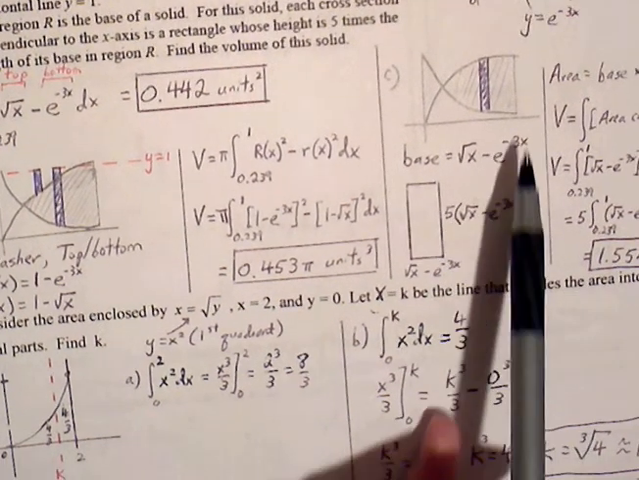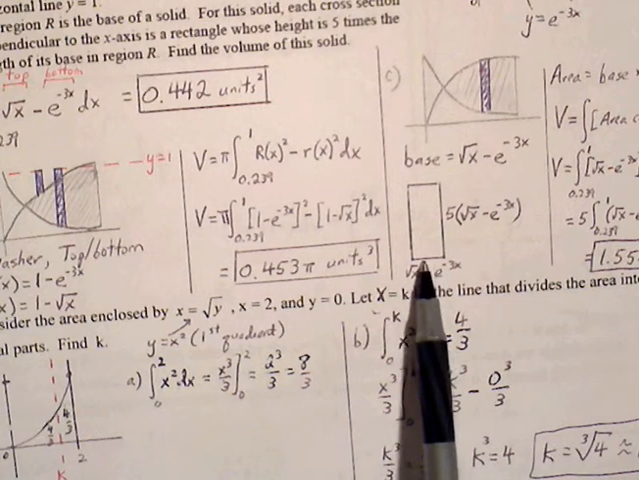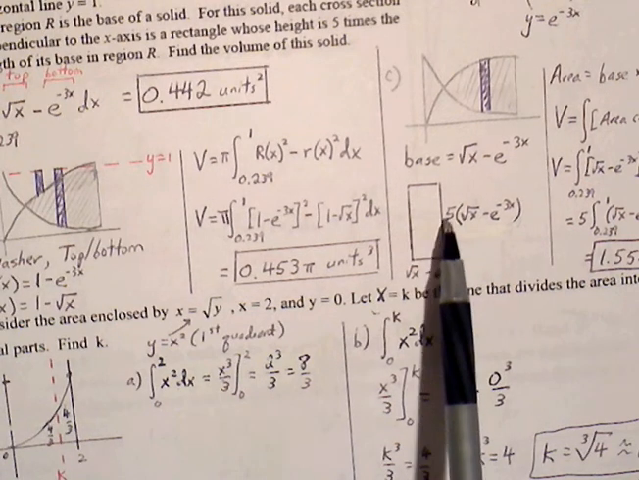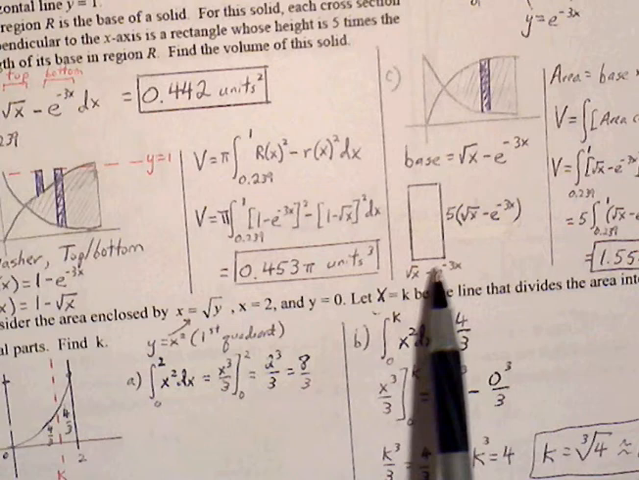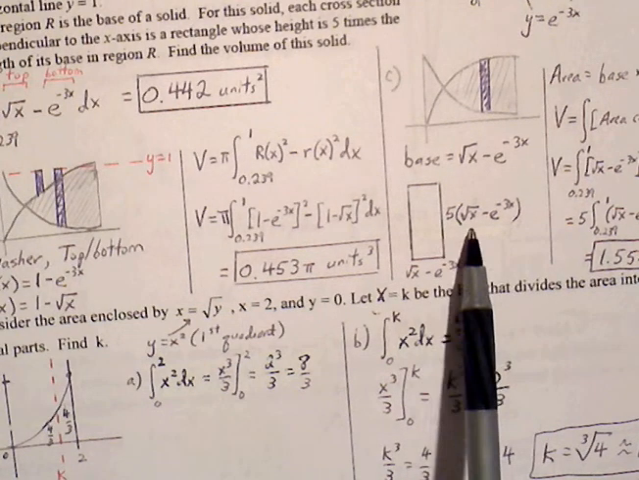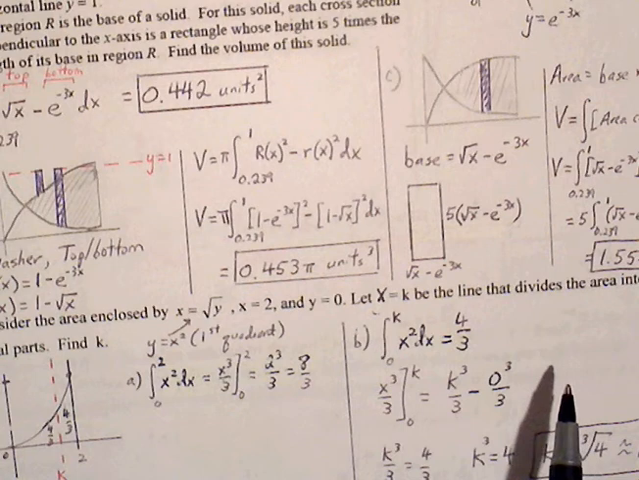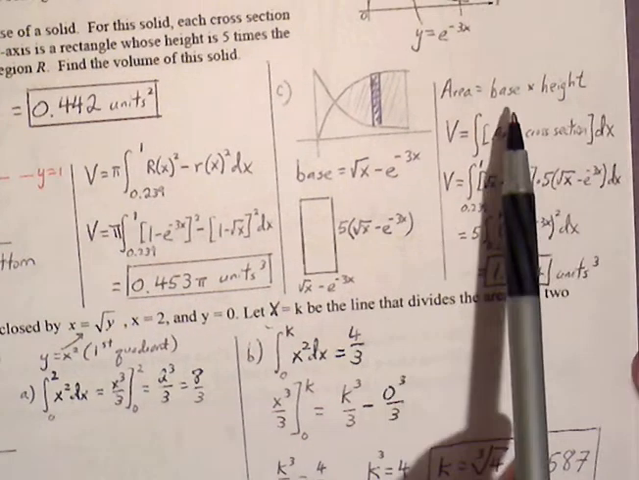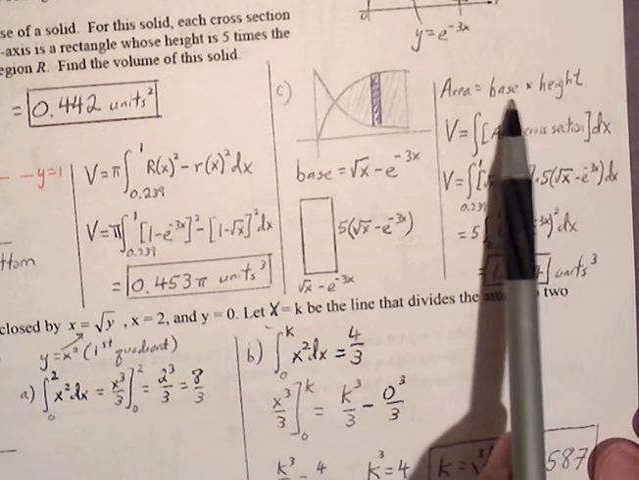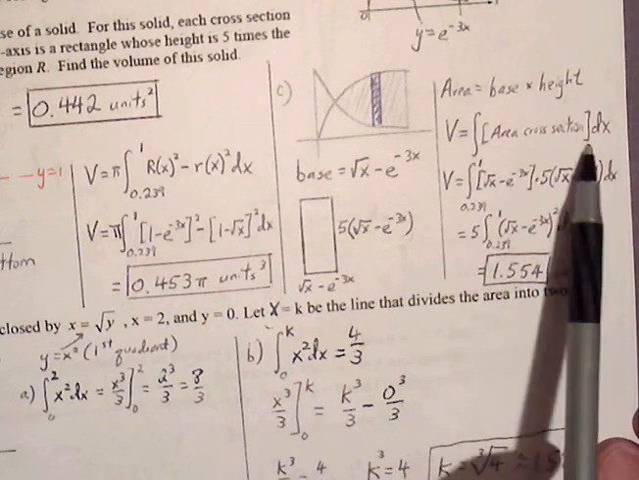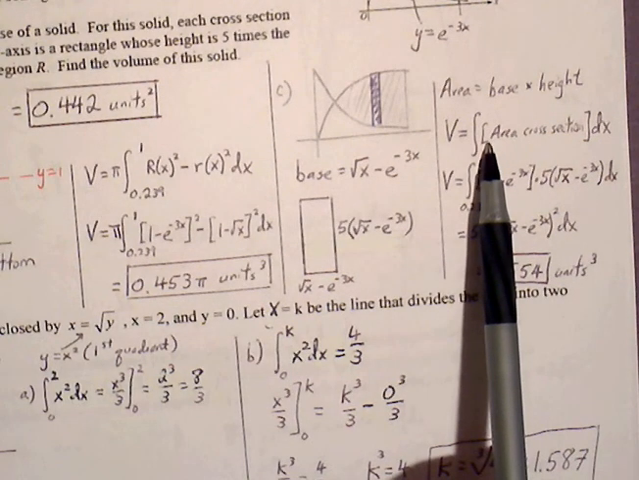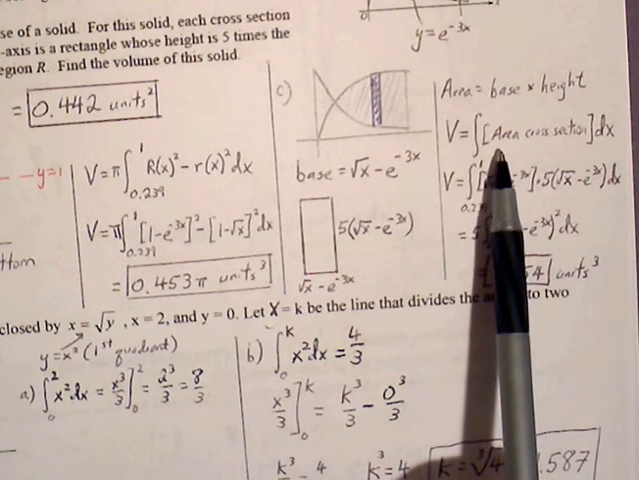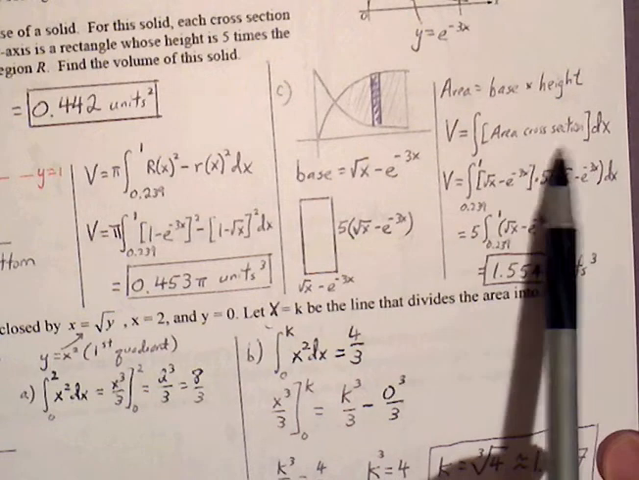So if we draw a rectangle, then our base is represented by root x minus e to the negative 3x. They tell us that the height is 5 times that of the base. So if this is the base, then the height would just be 5 times root x minus e to the negative 3x. Okay. So the area of a rectangle is base times height. And then once we have that area, we're going to plug it into our generic volume formula for cross section, which is the definite integral of the area of a cross section dx.